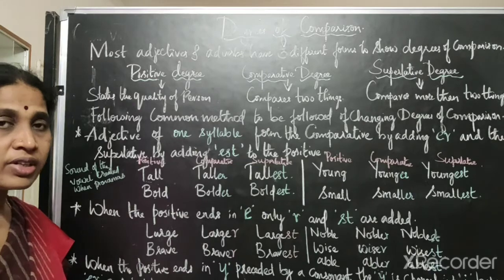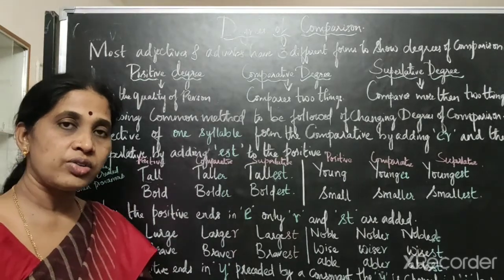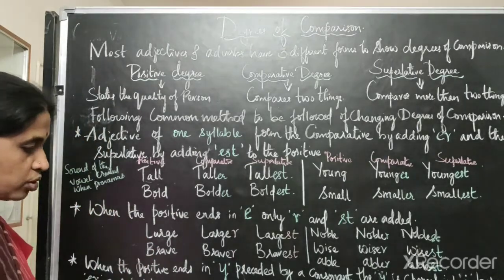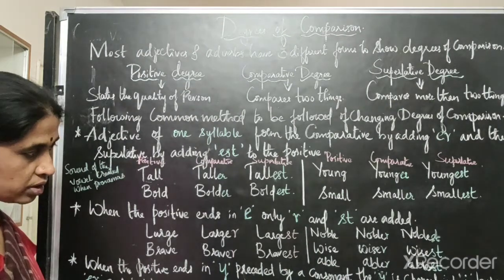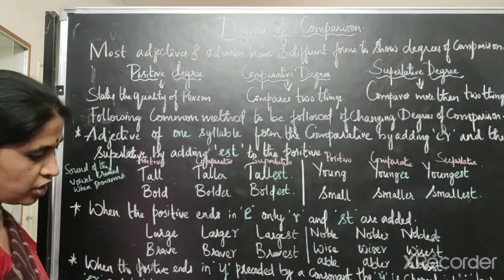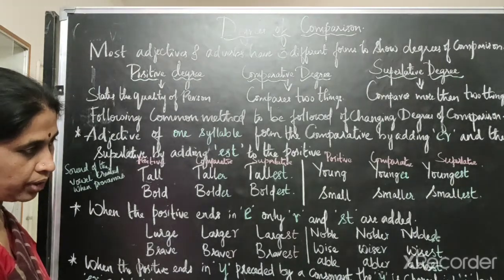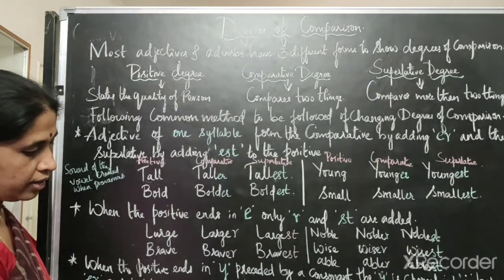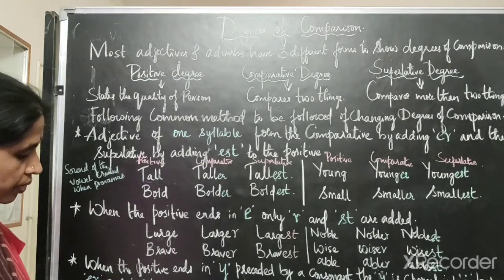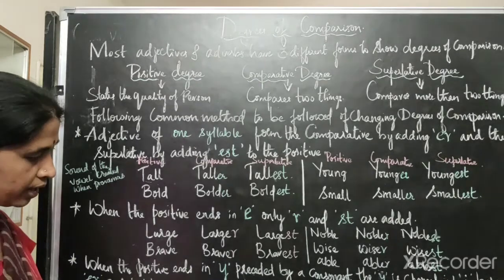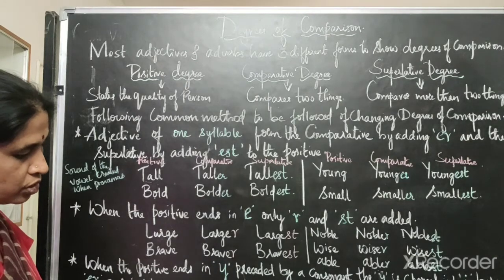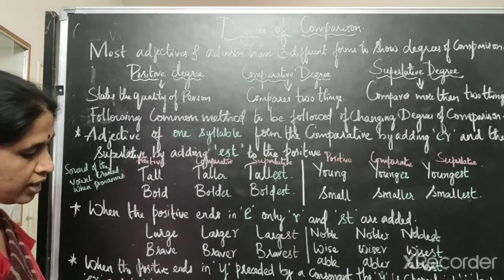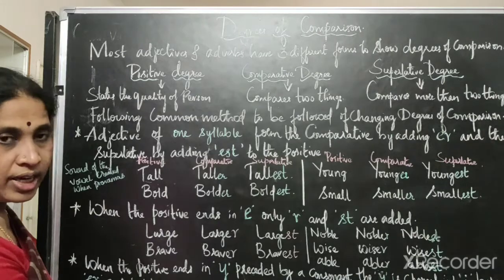There are 5 vowels and the remaining are known as consonants. So, when the positive word ends with Y preceded by a consonant, the Y is changed into I before adding ER. When the positive ends in Y preceded by a consonant, the Y is changed into I before adding ER and EST.